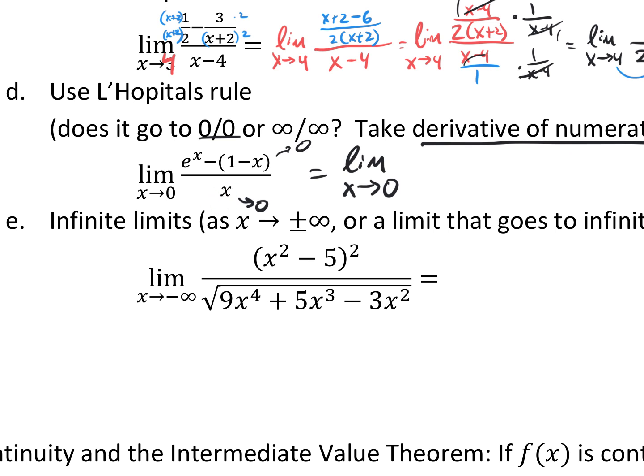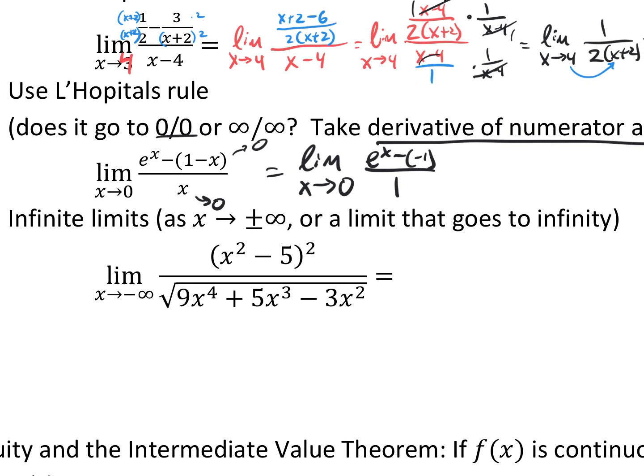What's the derivative of the bottom? Well, that is 1. What's the derivative of the top? Well, the derivative of e to the x is e to the x. And the derivative of all of this inside is negative 1. So minus negative 1. Okay?